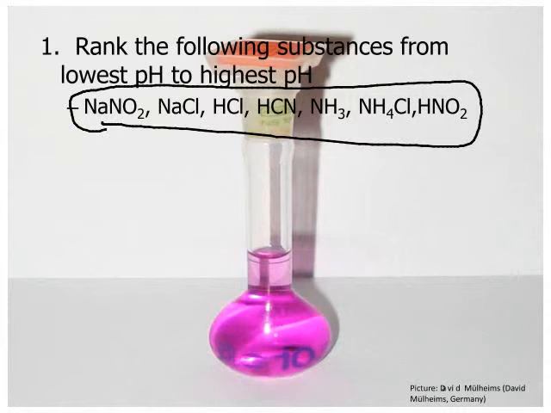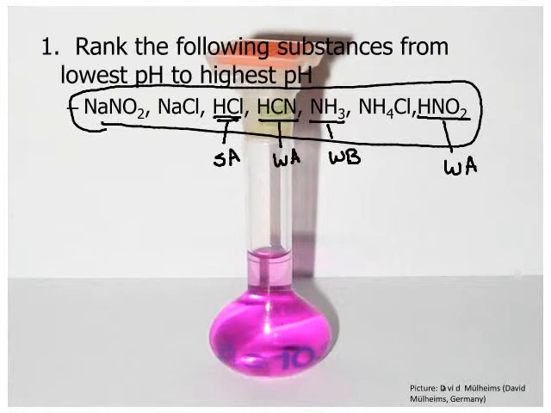The first thing I would do is identify each of them as a strong acid, a strong base, or a salt. Let's walk ourselves through it. First of all, I see HCl is a strong acid, so it will have a very low pH. I don't have a strong base on here. But HCN is a weak acid, ammonia is a weak base, and HNO2 is a weak acid. Those are the acids and the bases.